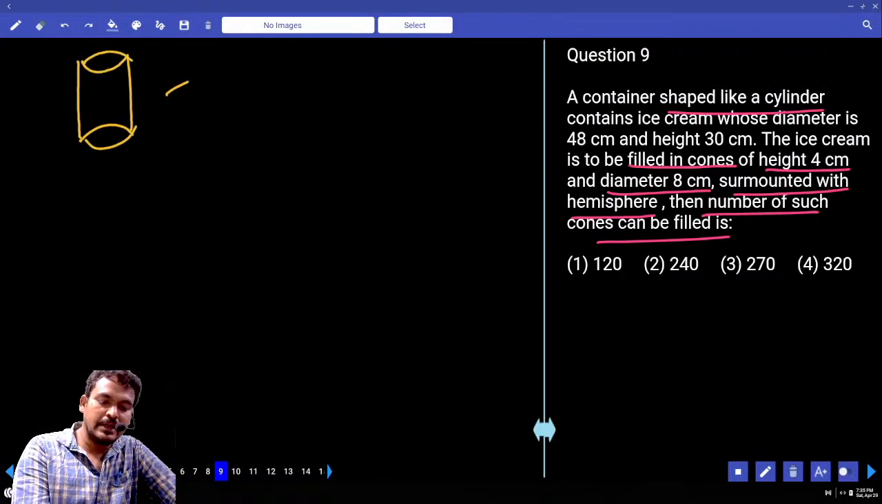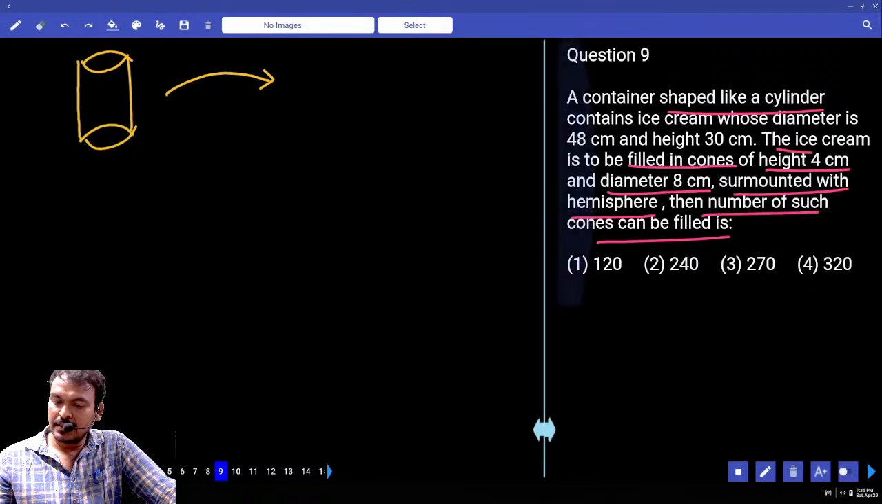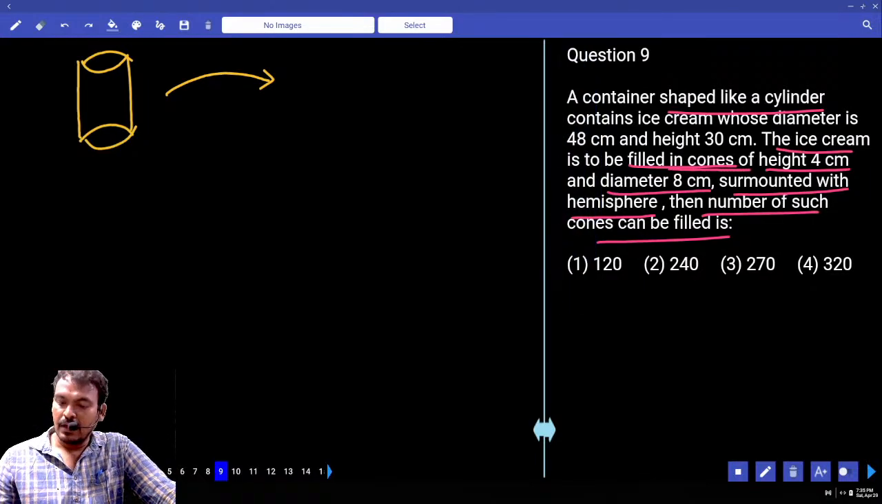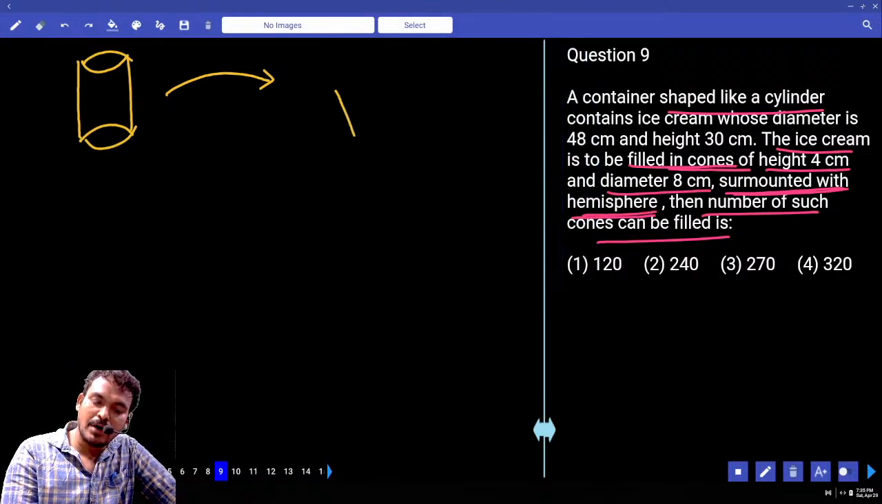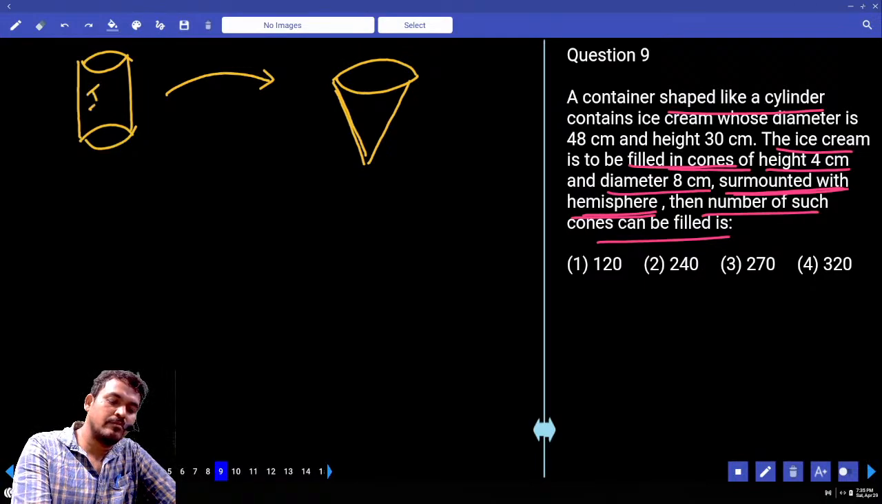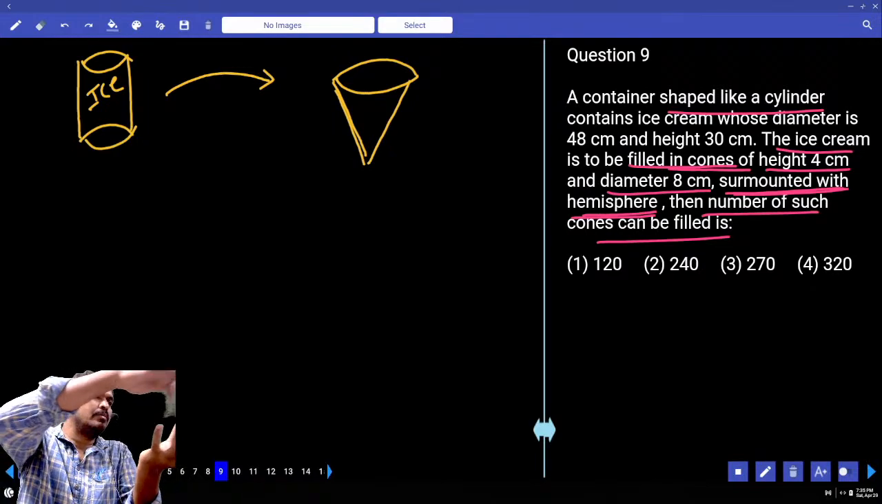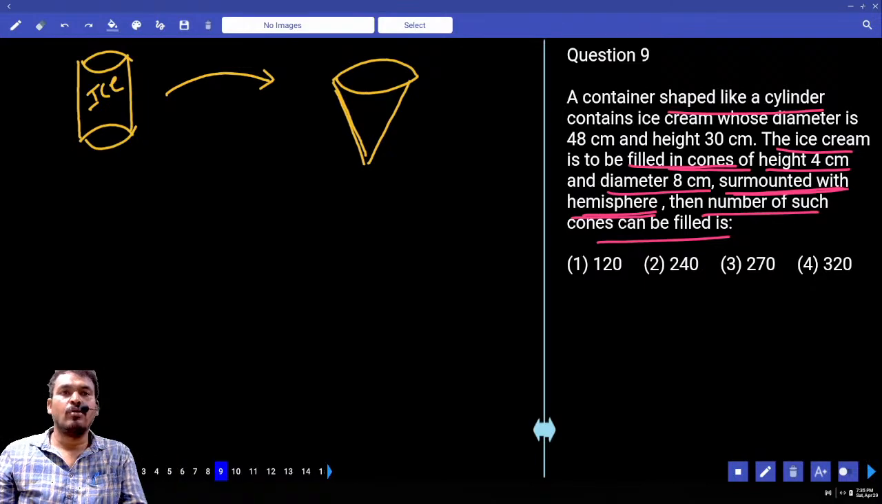It is converted to cones. The ice cream is to be filled into cones, but one condition is given: they are mounted with a hemisphere. The bottom is cone shaped, but the upper portion is a hemisphere. The actual ice cream is in the cylindrical container, and the same ice cream quantity is converted to a number of cones. In the cone, the upper portion is a hemisphere and the bottom portion is a cone.